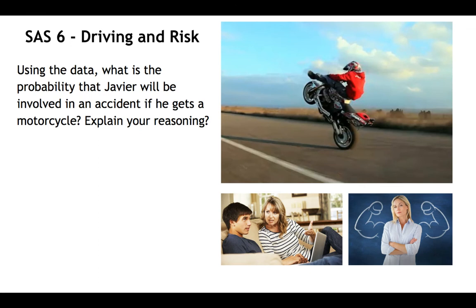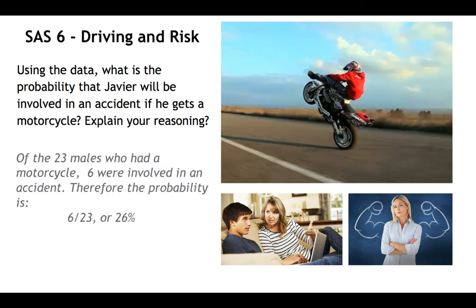So let's look at this. Using the data, what is the probability that Javier will be involved in an accident if he gets a motorcycle? And explain your reasoning. Of the 23 males who had a motorcycle, 6 were involved in an accident. Therefore, the probability is 26%.